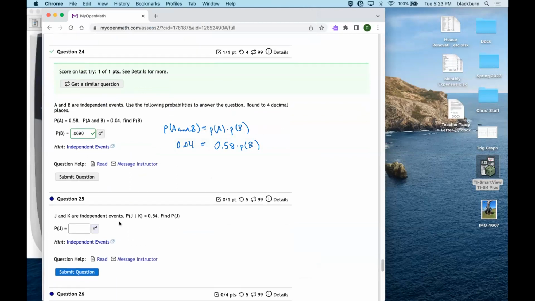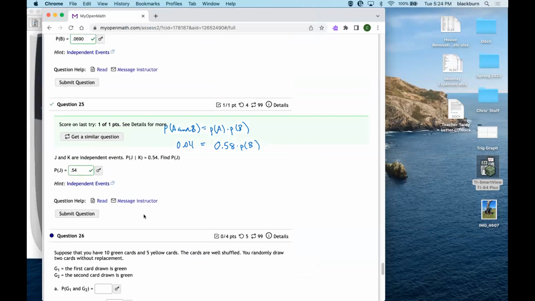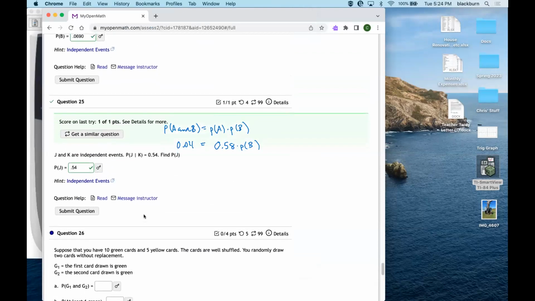25, if J and K are independent, you got probability of J given K is 0.54. If they're independent, probability of J also has to be 0.54. That's just how independent events are defined. So we know that K has happened, so the probability J happens is 0.54. If J and K are independent, it doesn't matter that K happened. It's going to have the same probability. That's why it's 0.54 again.